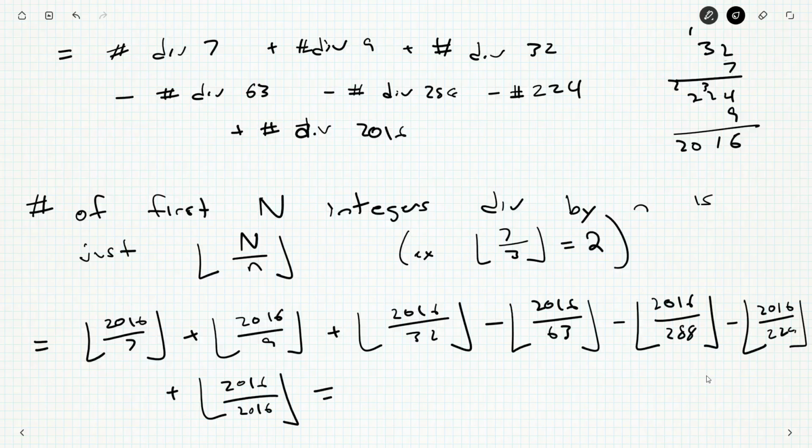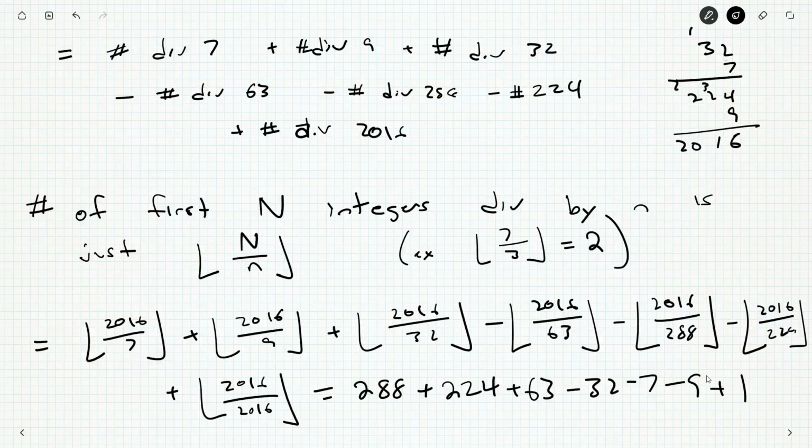2016 over 7, well, that's just 9 times 32. Didn't we work that out a little while ago? It's 288. 2016 over 9, that's going to be 32 times 7, because that's what's left over in terms of factors. So 224 and 63. And then when we subtract off 63, well, that's 2016 over 63, that's just 32. And then subtract off 288, so 288 is 9 and 32, so what's going to be left? 7 and 9, and then add 1.